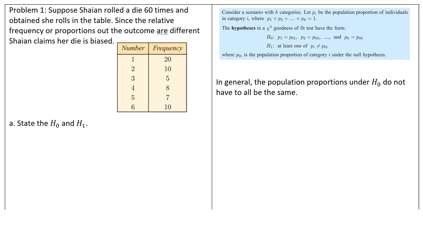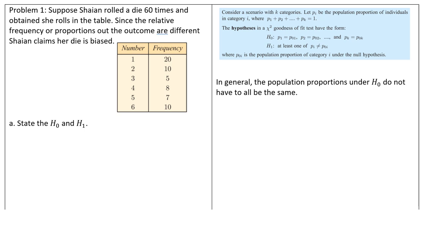All right. So let's actually look at how to do one of these chi-square goodness fit tests. This is going to take a couple of slides to get through because I broke it up into little sections for us. So problem one says, suppose Cheyenne rolls a die 60 times and obtains the rolls in the table. Since the relative frequency or proportion of outcomes are different, Cheyenne claims that her die is biased. Here it says 1, 2, 3, 4, 5, 6. Those are the different sides of the die, and this is how often that person got those values when they rolled the die.